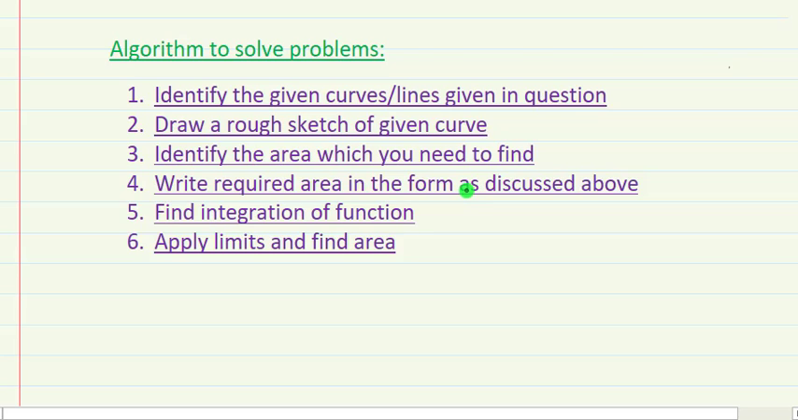Means we need to decide which side of the x-axis or y-axis it is lying on, and according to that we'll write it as an integration over the required limits, f(x) dx or f(y) dy, with a negative sign or a positive sign. Number 5, after doing this step, we simply need to find our integration as we have done earlier in the previous chapter, and then number 6, we apply the limits to find out the area. So by doing these 6 simple steps, we can solve problems from this topic.